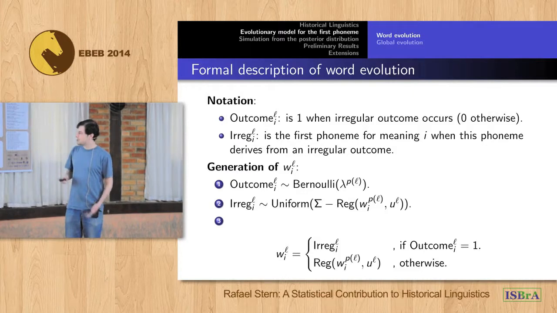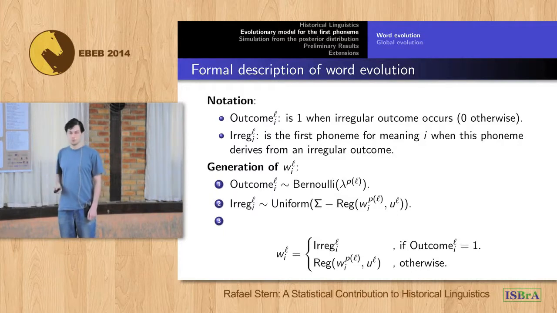So, putting all that together, we generate a random variable that says if that given meaning was generated by a regular change or by an irregular change, and that's the random variable outcome, and it depends on the parameter lambda. In case it was generated by an irregular outcome, then we just generate it as a uniform among all K symbols. And if it was generated by a regular outcome, then we generate it according to the unconditioned sound change.